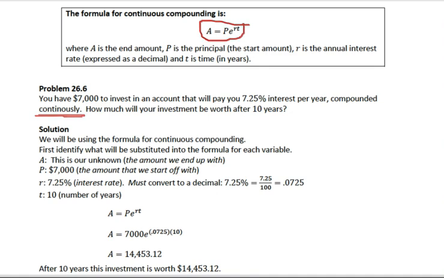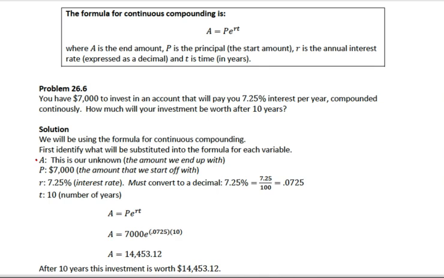So A, P, R, and T are our variables. I already mentioned that e is an irrational number and its value is 2.7 and it keeps going, it has infinitely many numbers in its decimal expansion, like the number pi. You don't have to know what e equals. You will just use the calculator to evaluate this formula.